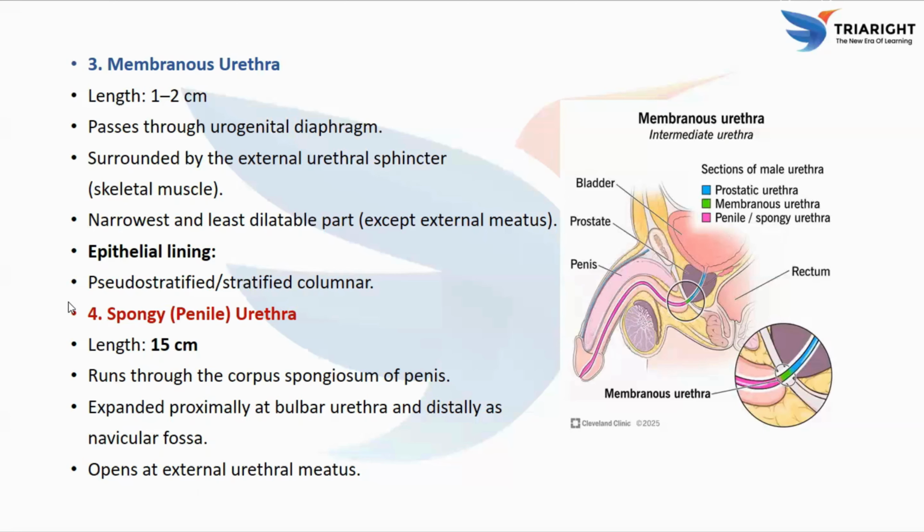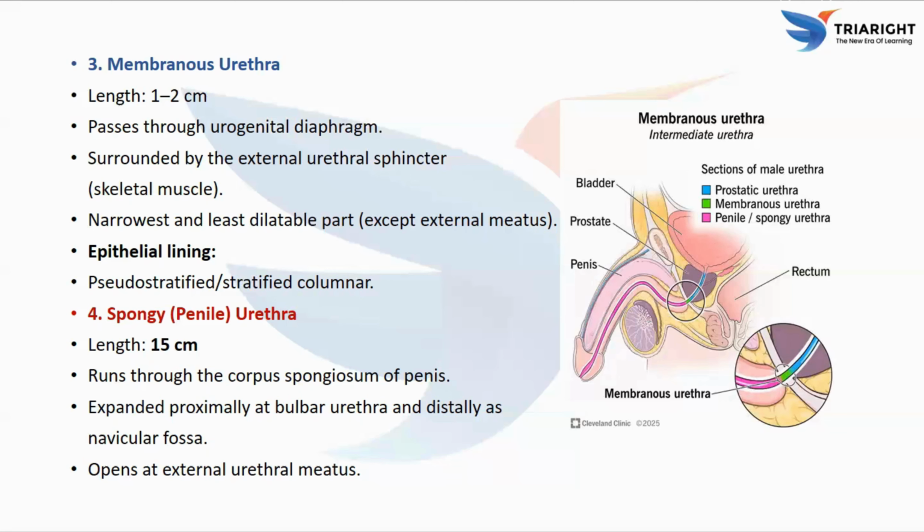Next, coming to the fourth type of urethra, the spongy or penile urethra. It is the longest part, about 15 centimeters in length. Among all four types of urethra, the spongy urethra is the longest. It runs inside the corpus spongiosum, which is the soft tissue around the penis. It begins at the bulbar urethra and ends at the external urethral meatus, which is the opening at the tip of the penis.